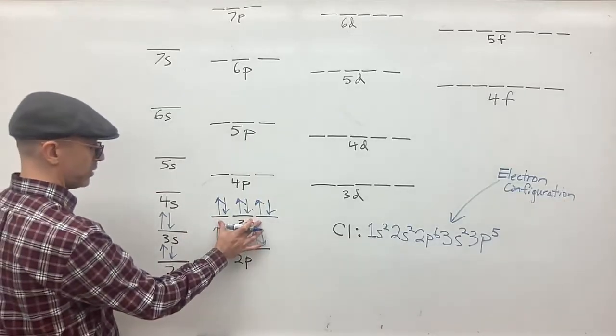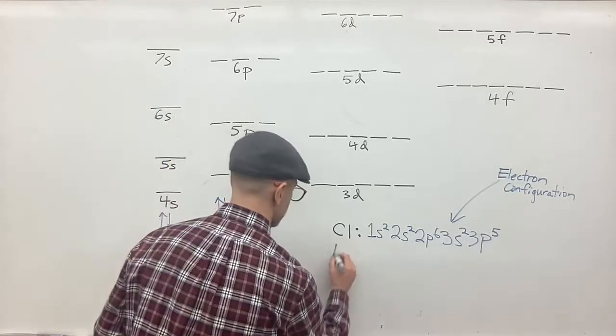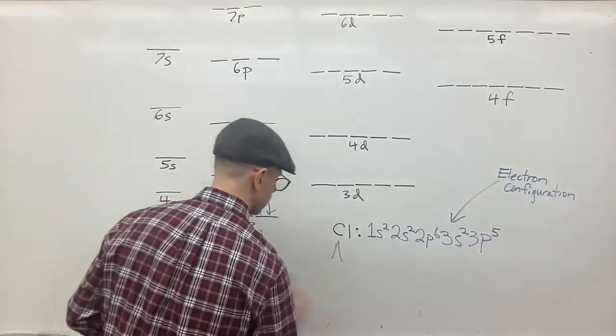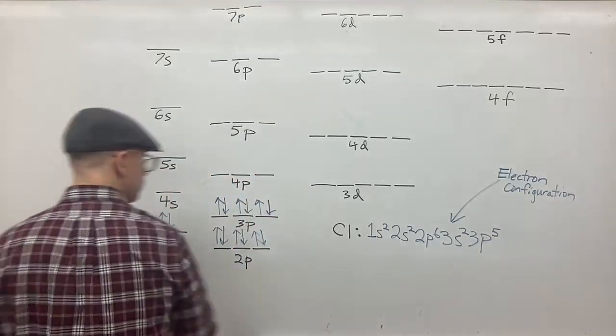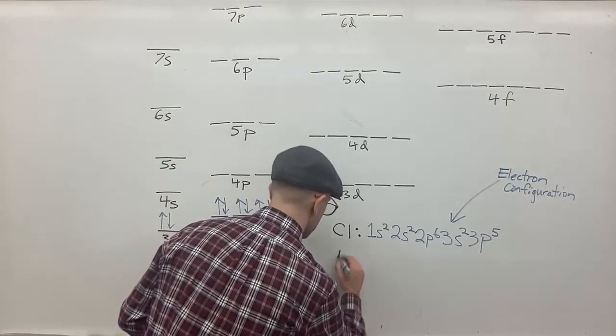So we have 3p. So let me put silver here. We're going to put silver.